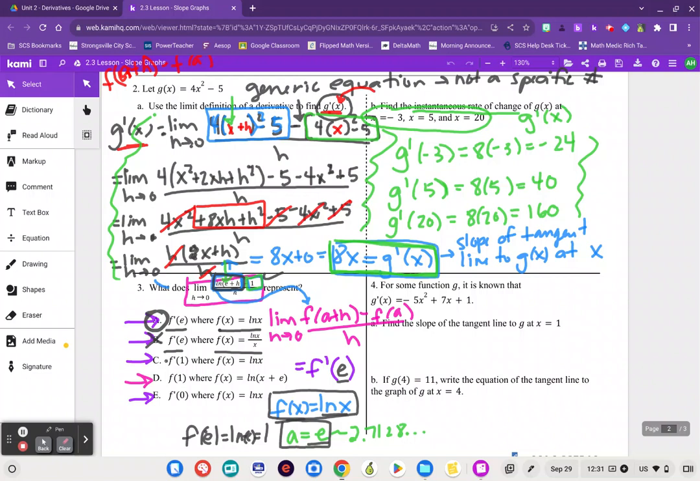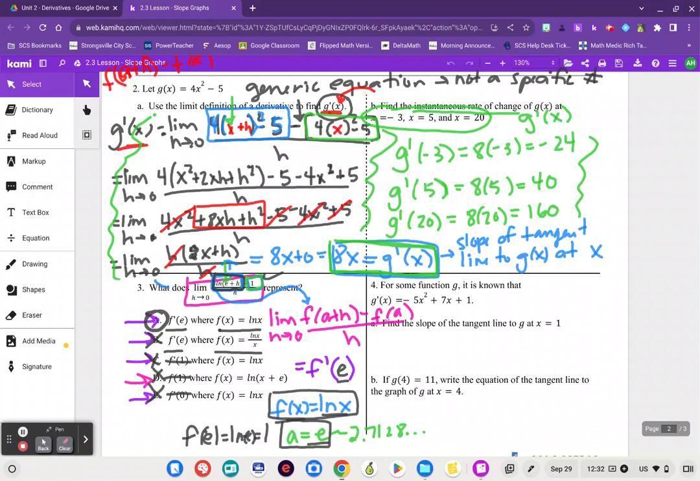F prime of 1, no, because my a value is e and not 1. F of e, no, because this is a limit definition. I'm trying to find a derivative, f prime. And f prime of 0, no, because my specific x value I'm looking at is e. So A was the right answer. So you're going to be expected to look at a limit definition and pull the function out of that limit definition, and pull the specific x value, or the a, out of that limit definition.